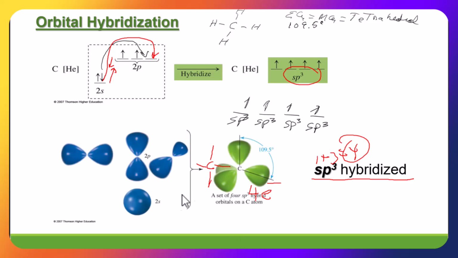And here are the shapes of those bonds. So what do we have? We have a 2s. We have a couple of 2p's. We go ahead and mix the 2s and actually 3 2p's, and we wind up with 4 sp3 hybridized orbitals. That is hybridization.